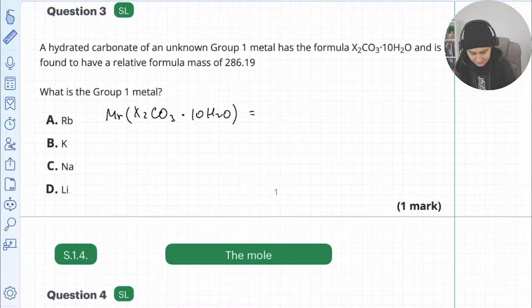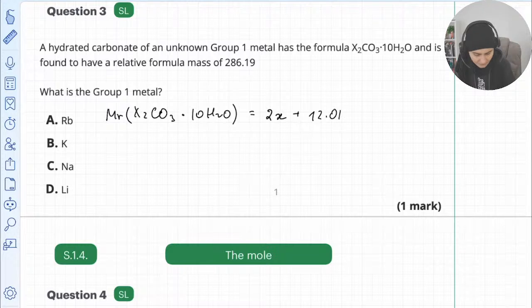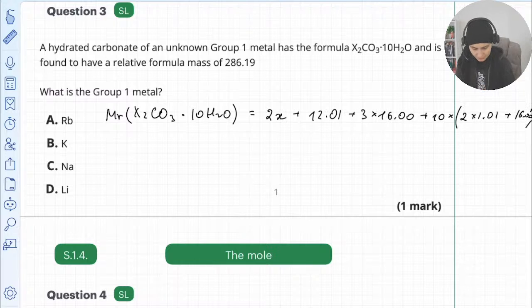Okay, so let's calculate. I have 2 atoms of X, so it's 2X, plus 1 carbon. Carbon is 12.01, plus 3 oxygens, 3 times 16. 16 is from the periodic table. Plus 10 times the molar mass of a water molecule, so 10 times (2 times 1.01 plus 16). That's the water molecule.